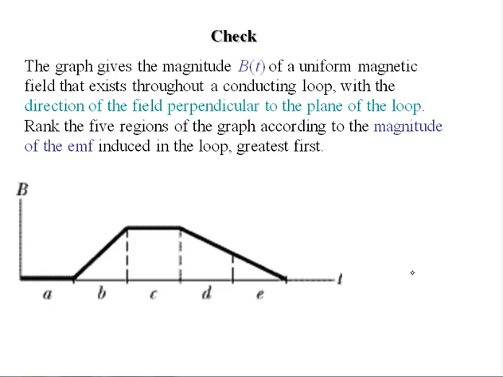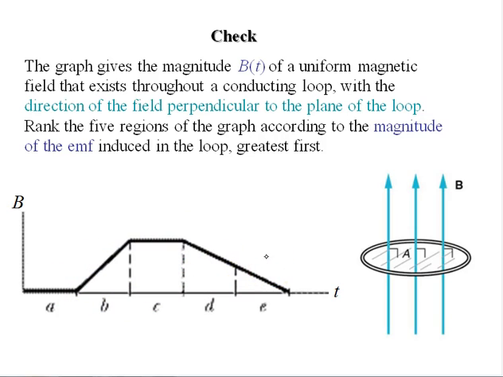So let's take a look at this example. We have a graph here that shows how our magnetic field changes over time. It says we have a uniform magnetic field. Uniform means it doesn't change with space, it just changes with time, not spatially. And that exists in a conducting loop, and the direction of the field is perpendicular to the plane of the loop. And then we want to rank these 5 regions, where the rate that our magnetic field changes with time is different in each of these 5 regions.